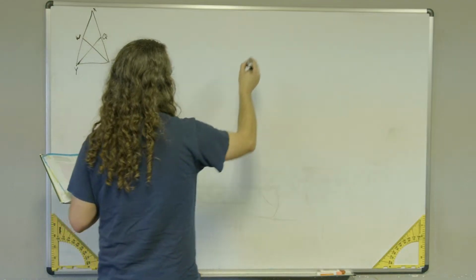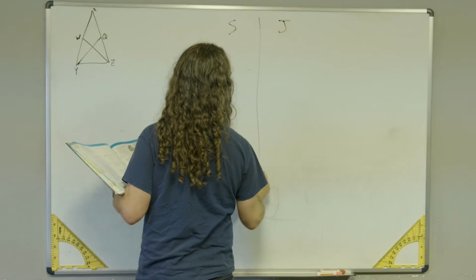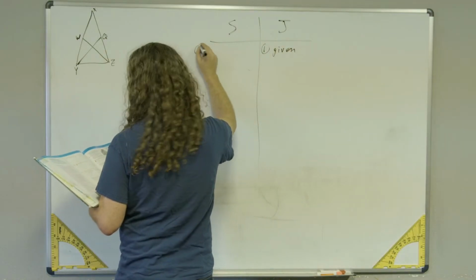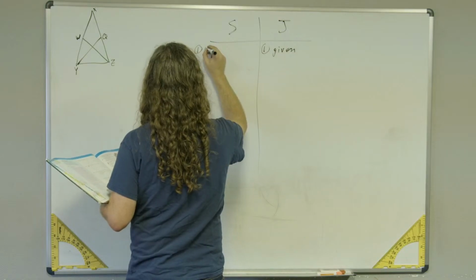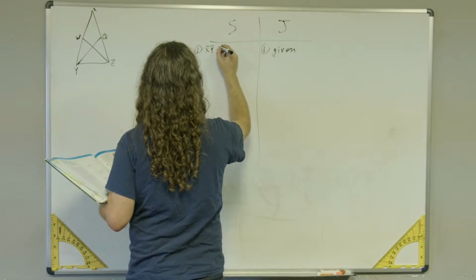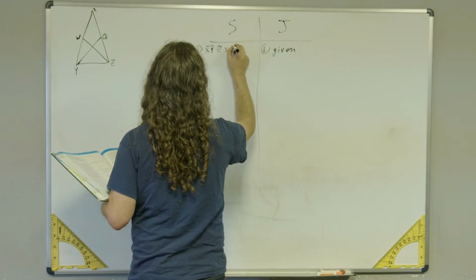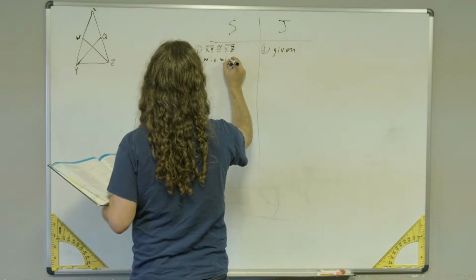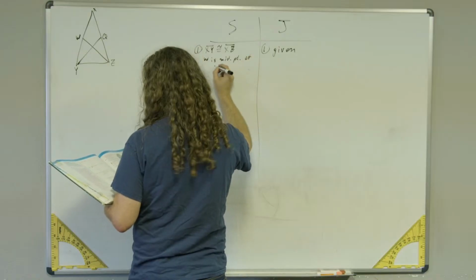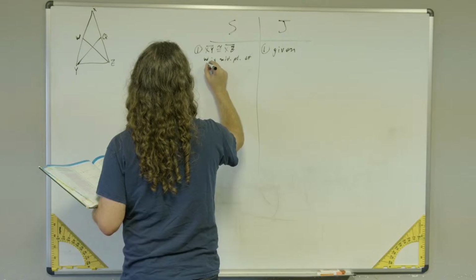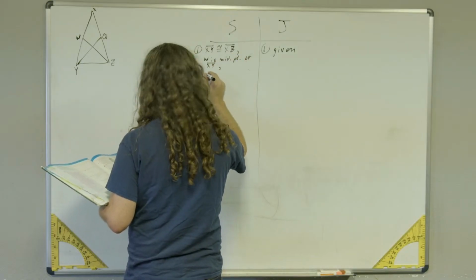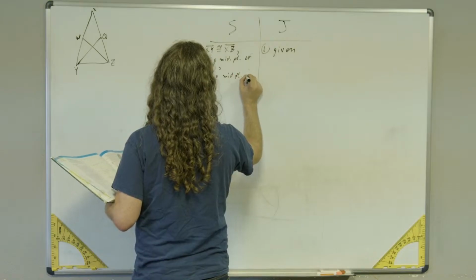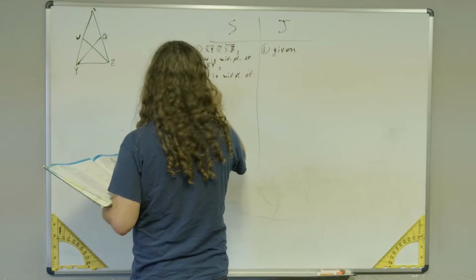And we are given that XY is congruent to XZ, and W is the midpoint of XY, and Q is the midpoint of XZ.